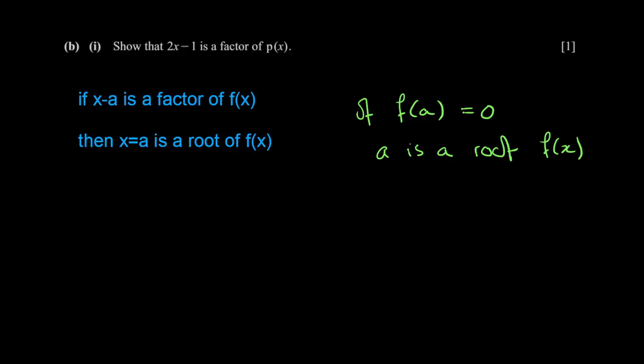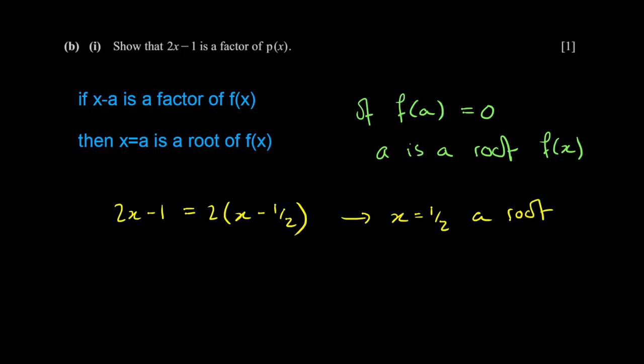Okay, so let's have a look at part B here. I want to show that 2x minus 1 is a factor of p of x. Well, if 2x minus 1 is a factor, that's actually the same thing as saying x minus a half is a factor, right? So I pull out the 2. And so if x minus a half is a factor, then we should expect x equal to a half to be a root of the polynomial.